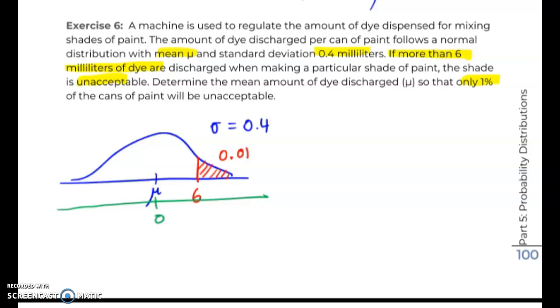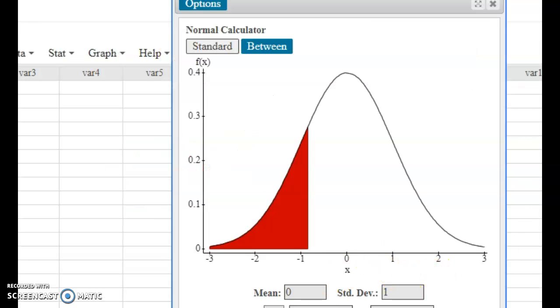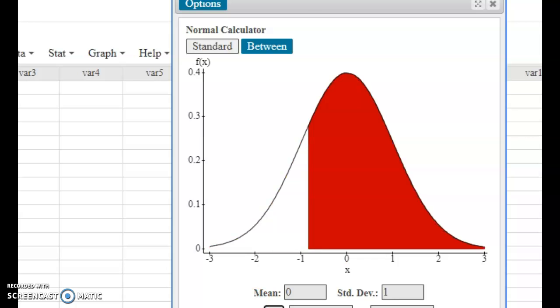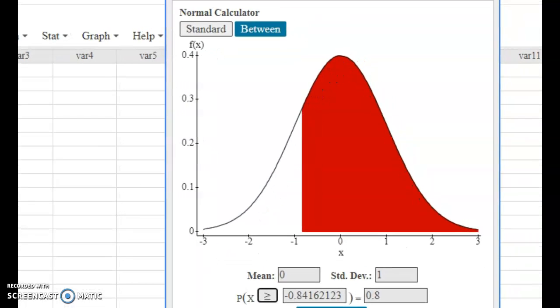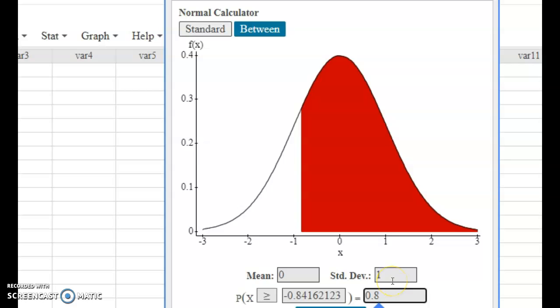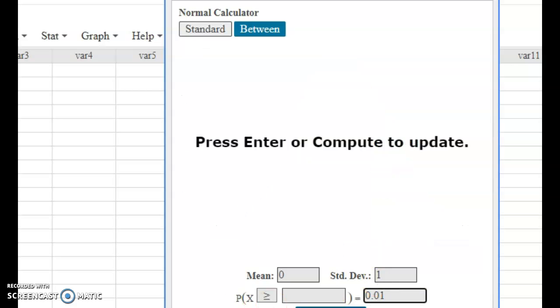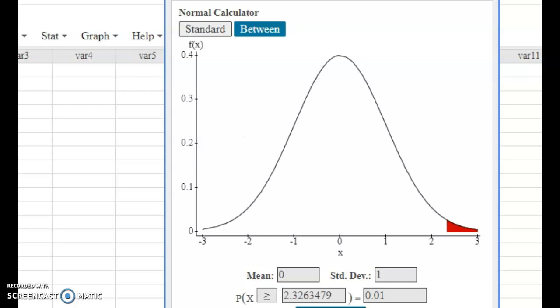So again, let's go back to StatCrunch. Let's look at what is that z-score that separates the top 1% from the bottom 99%. If we use the inverse norm, then we would do 99% on the left using inverse norm of 0.99, or if we're using StatCrunch, we can put in the area to the right. So we're going to change this to a greater than symbol over here, and we're going to have a probability of only 0.01 on the right. That gives us a z-score of 2.33.